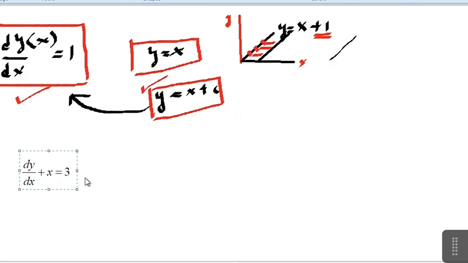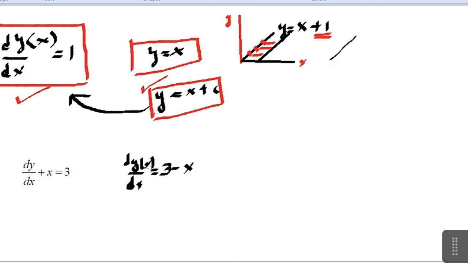I can write this differential equation in another form. I write dy by dx, and I take the x to the right hand side, so what I get is 3 minus x. Now this becomes quite interesting. The value dy by dx says that y is a function. Now y is a function of what? We all know that y is a function of x.